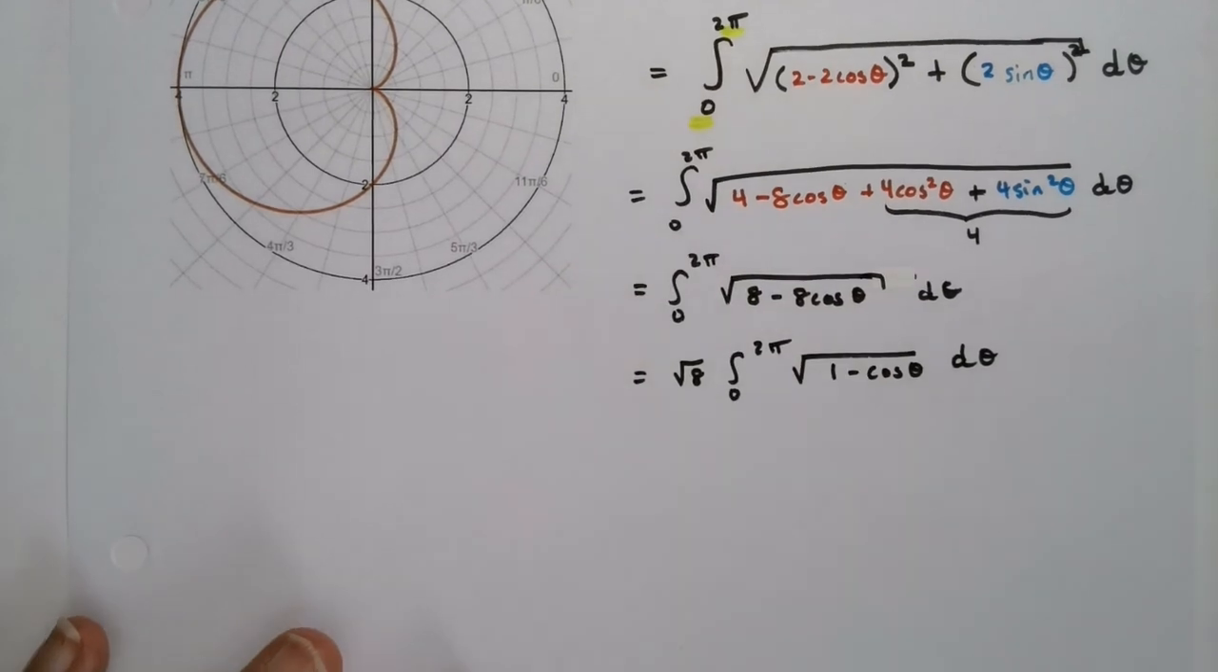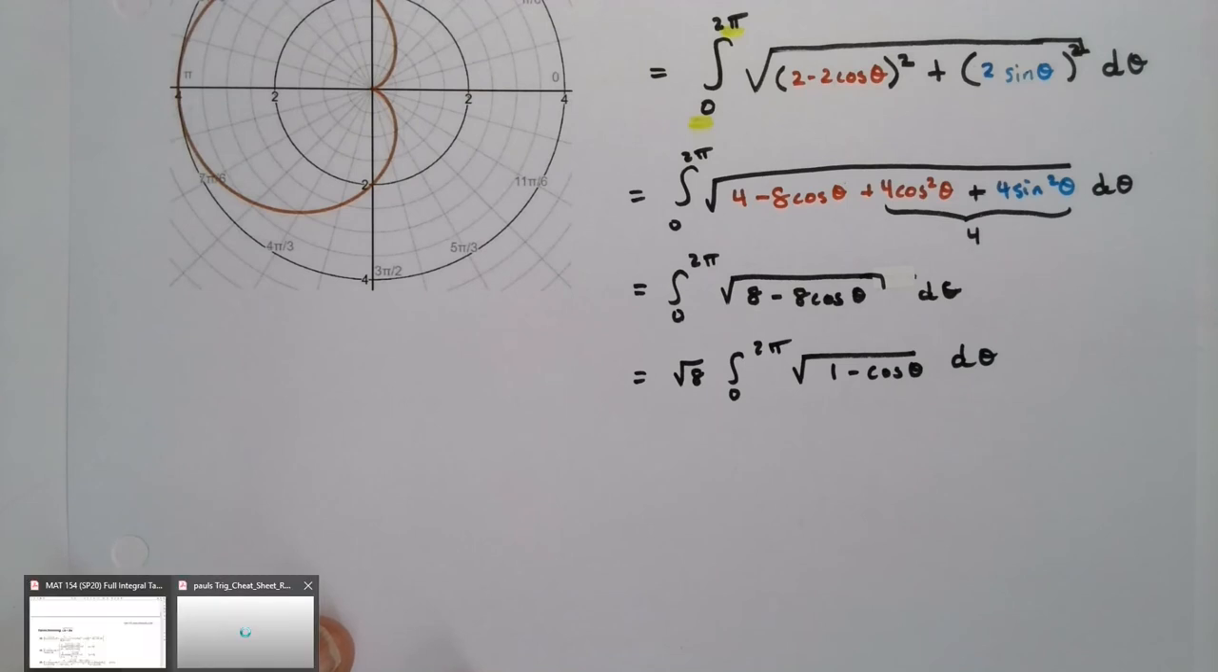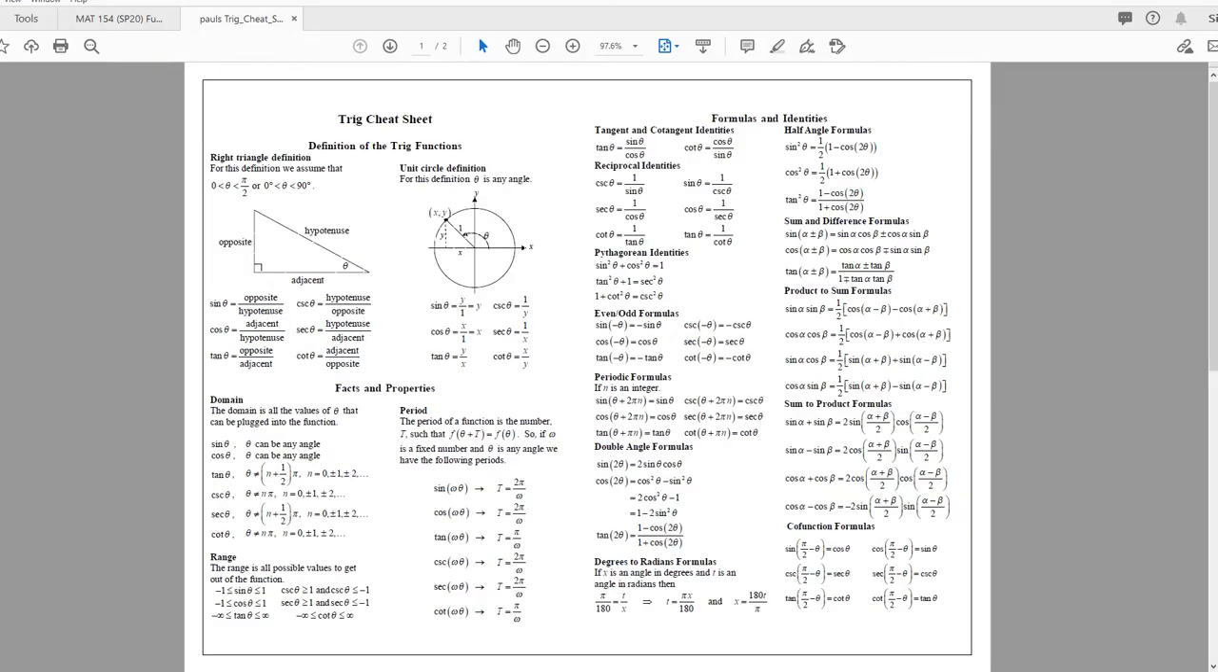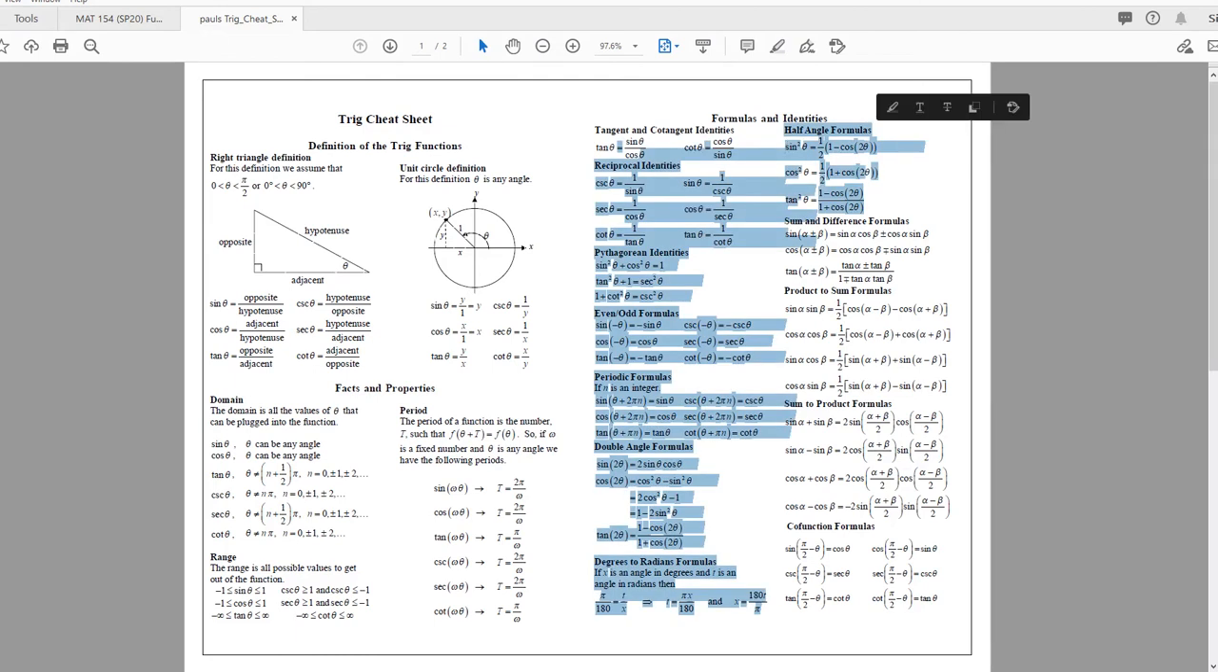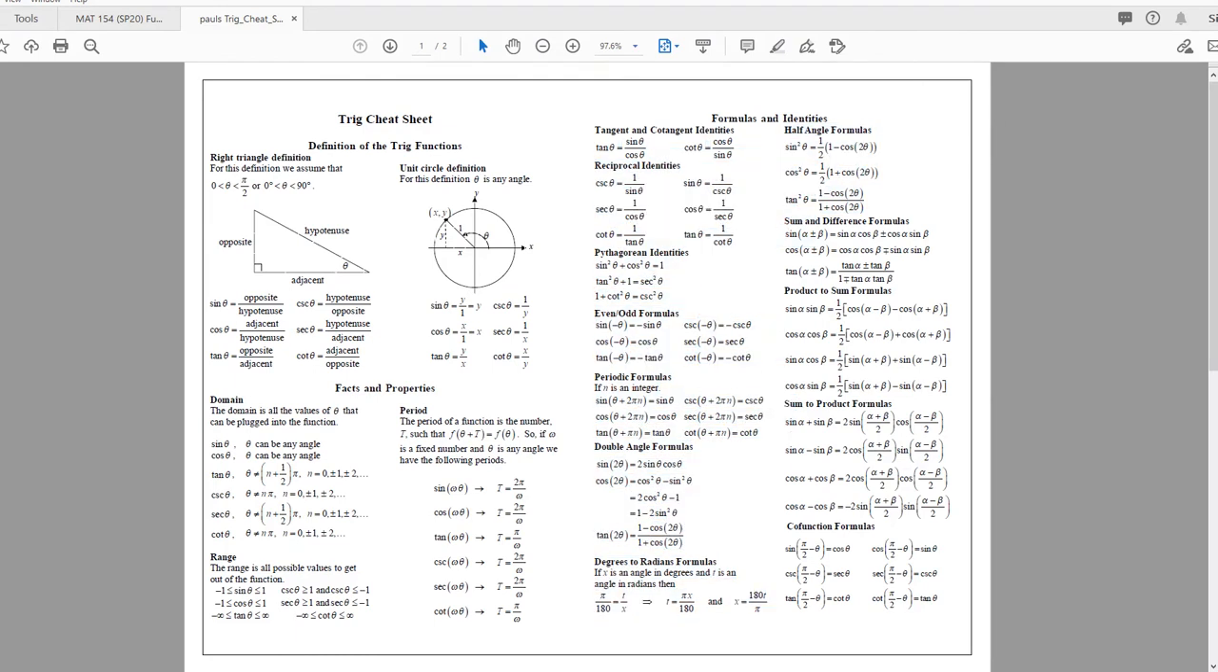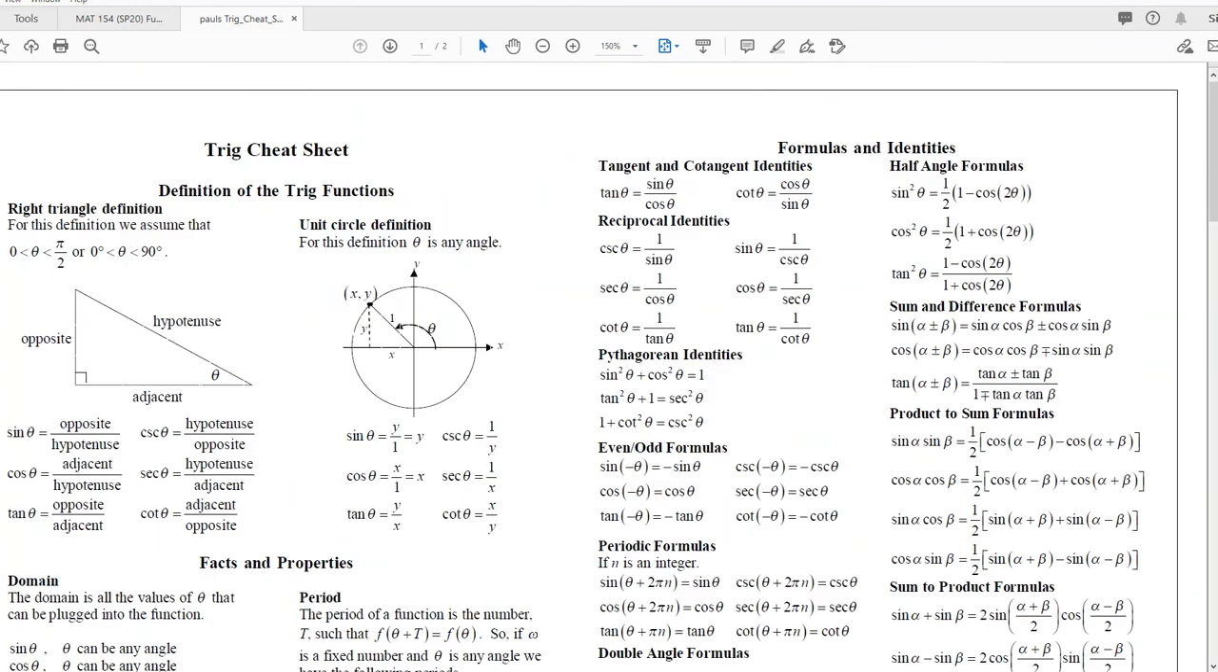All right, now 1 minus cosine of theta is setting off a little bell in my head. So I'm going to show you that from your trigonometry cheat sheet. If you look at the half angle identity, let me zoom in real quick. That half angle identity, sine squared of theta is equal to 1/2 times 1 minus cosine of 2 theta. Interesting. So I have 1 minus the cosine of theta in my problem. So if I took that and wrote it down, let me go write that.